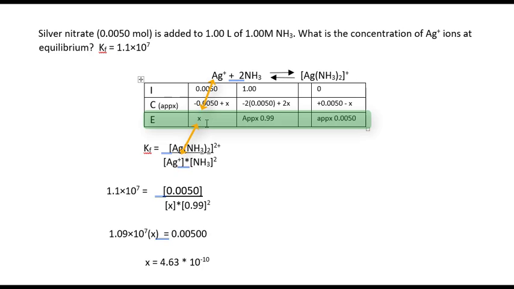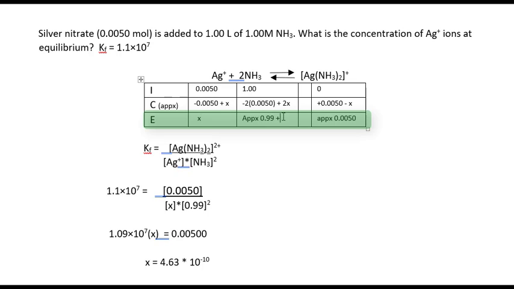So we need that as our x, and the unknown is the silver. And so the silver appears in the denominator, and we have the x here representing silver. And to simplify the math, again, we're going to approximate that the concentration of ammonia in this case is 0.99. But where did that come from? Well, take a look at the change line. Minus 2 times 0.005 is really minus 0.01, and then we have this plus 2x. So 1 minus 0.01 is 0.99.